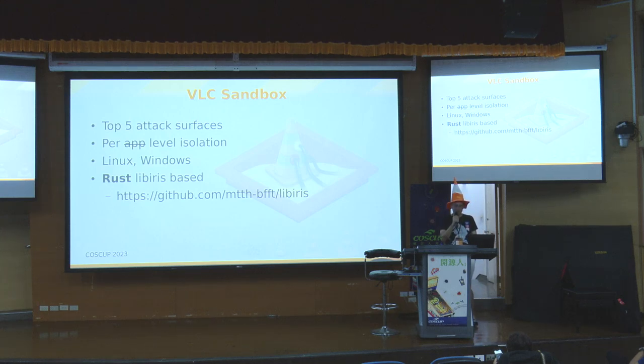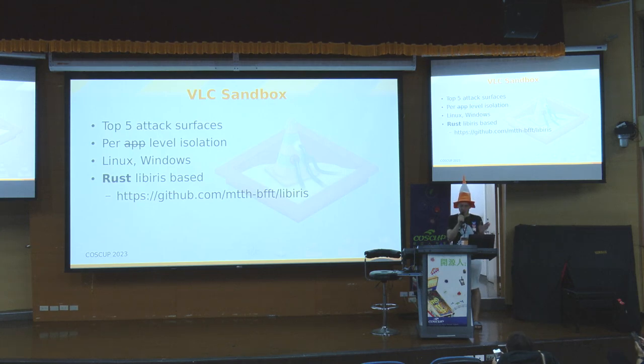VideoLAN has a pretty bad record of being in the top 5 desktop attack surfaces, from some government sometimes. So we are trying to improve our own security to make their job more difficult. Instead of doing a per app isolation, which is what you usually do when you jail your application on your desktop, we are doing it per level, so we want to jail the decoder independently of the demuxer. We want to jail the video output independently, so we can have finer restrictions and probably greater restrictions at the demuxer level, which is the main attack surface.